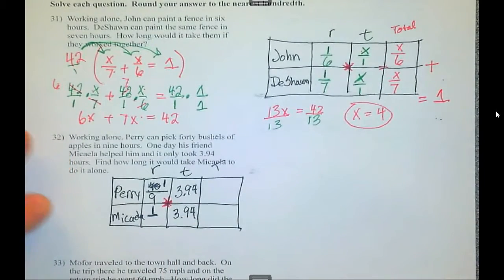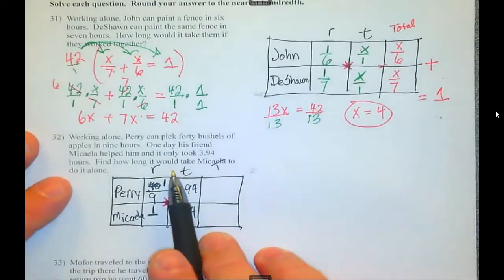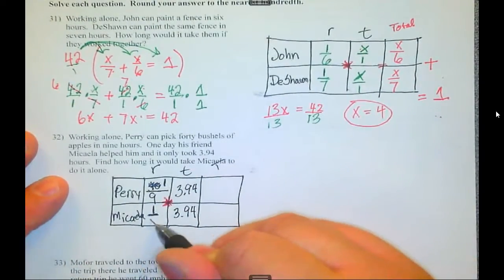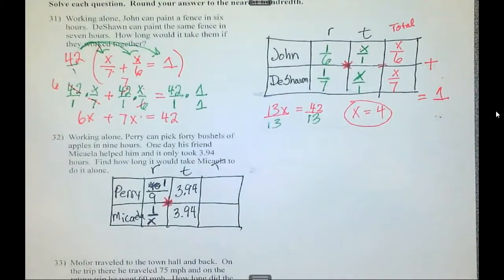Do we know how long Michaela took? It doesn't say. That's what we're supposed to find out, right? What would it take Michaela to do it alone? So that's what we're trying to find. That's my x. It's the one job of 40 bushels. Now you could use 40, but it's just going to be big numbers. I just take it as one job. 40 bushels is one job.